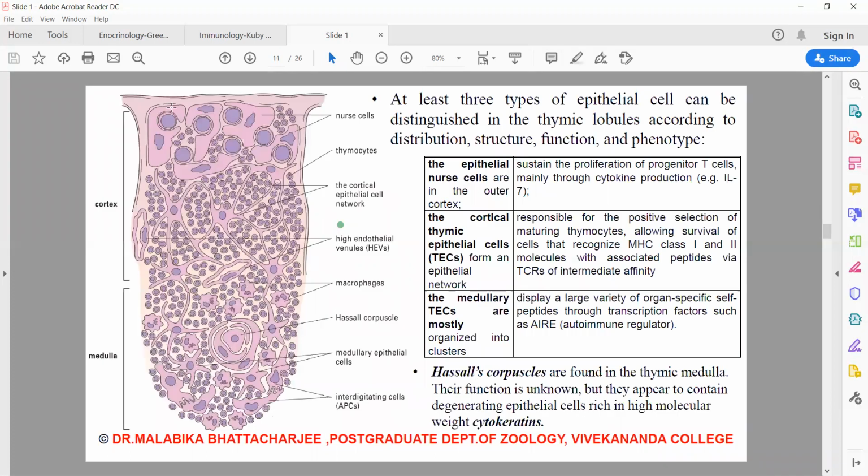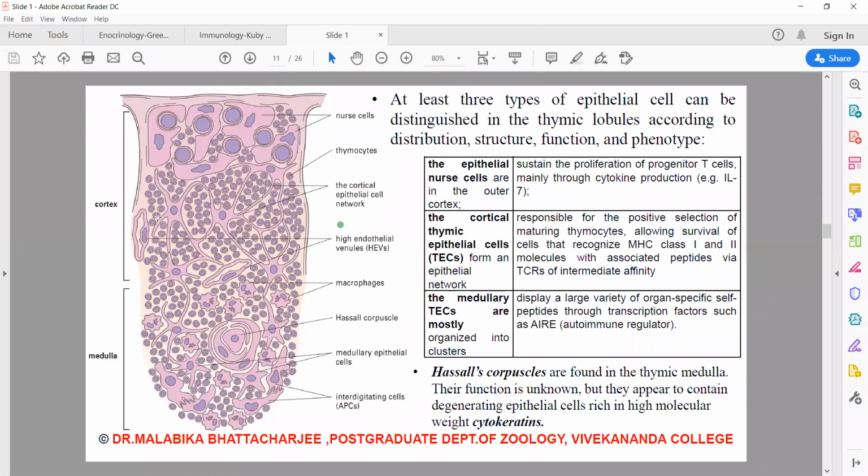So this is a histological representation of the thymus. The thymus can be broadly divided into a cortical region and a medullary region. Now let's concentrate on the cortical region.